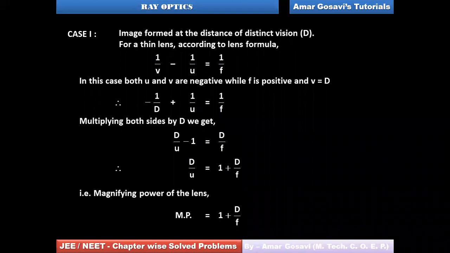Once you are done with it, let me know. Yes. Most of you say you're done with it, right? So this is case 1, when the image is formed at the distance of distinct vision D. Let's talk about another case then.